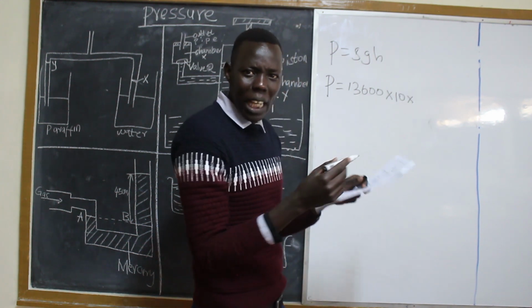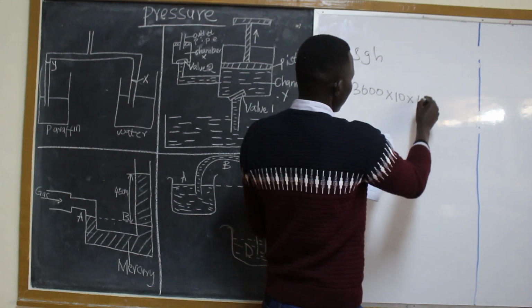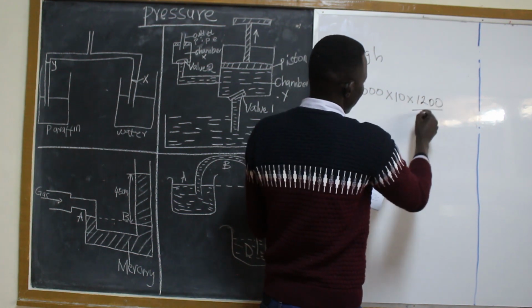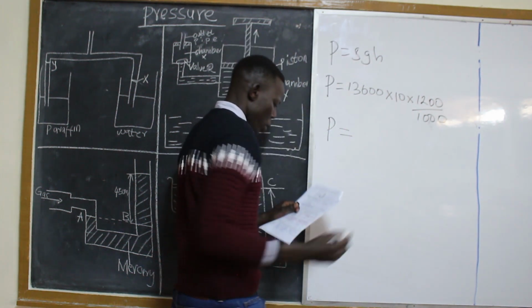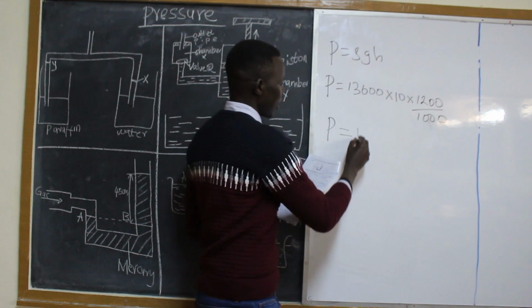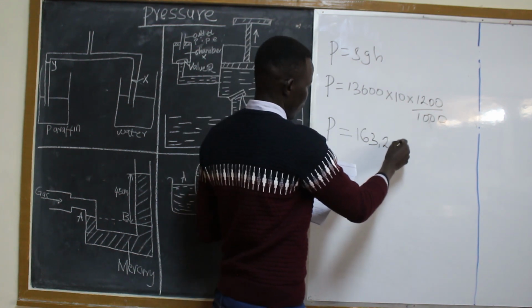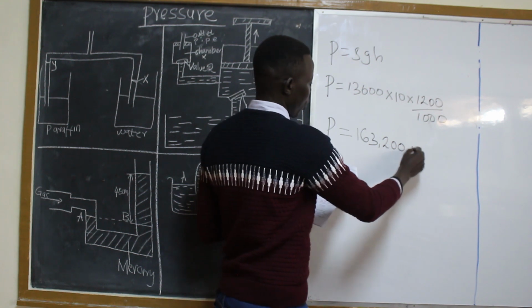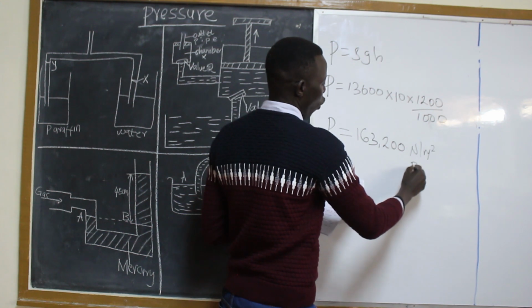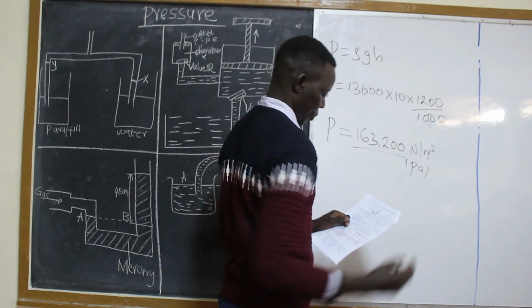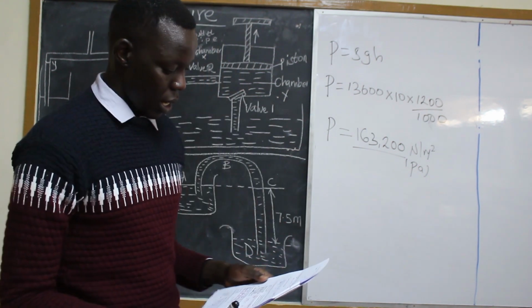H is 1200, but now it's in millimeters. What will I do? I will just divide by 1,000. Then use simple mathematics. You will realize that it is 163,200 Newton per meter square, or somebody will talk of pascals. You see, it's not bad at all.